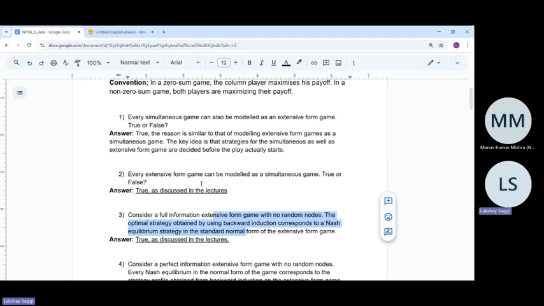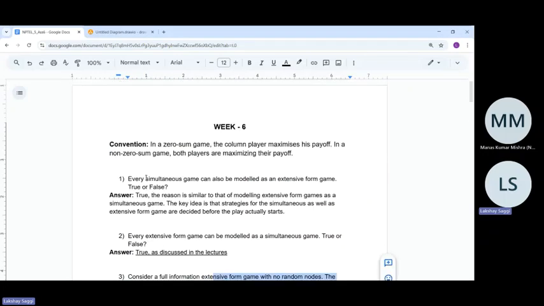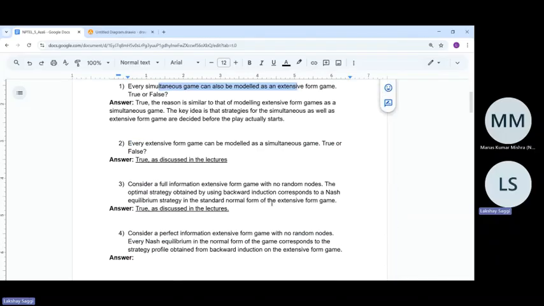Because I believe all of this was discussed in week 6. With respect to dynamic games, this was discussed, right? A dynamic game can be modeled as a simultaneous game, a simultaneous game can be modeled as an extensive form game, and a full information dynamic game corresponds to Nash equilibrium strategy. So in that sense, this was all discussed in week 6 itself.